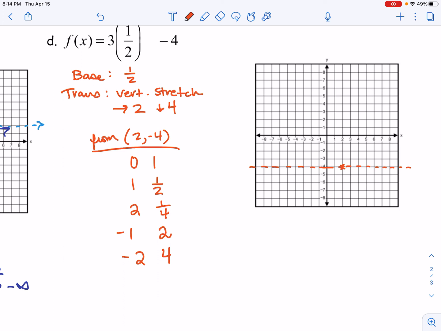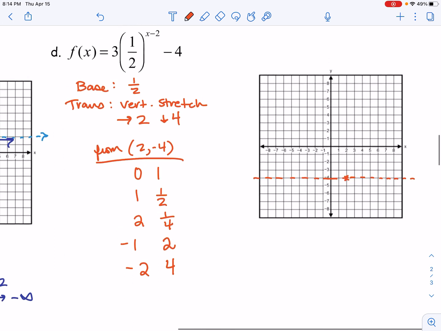So then now I want to also take care of that vertical stretch. That vertical stretch is by a factor of 3. So everything in the y column is going to get multiplied by 3. So this is now going to be 3, 3/2, 3/4, 6, and 12.